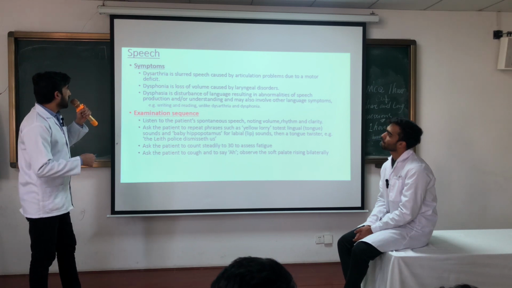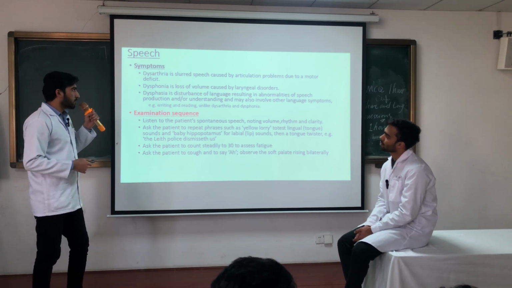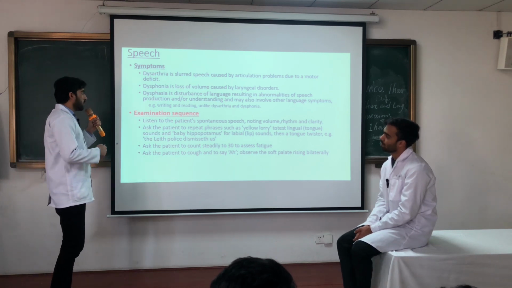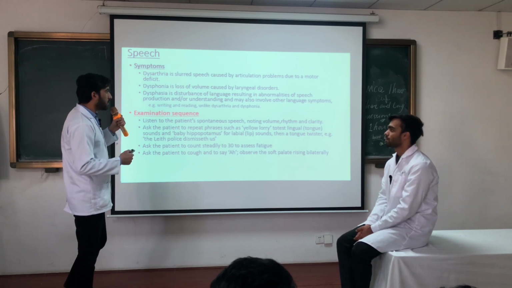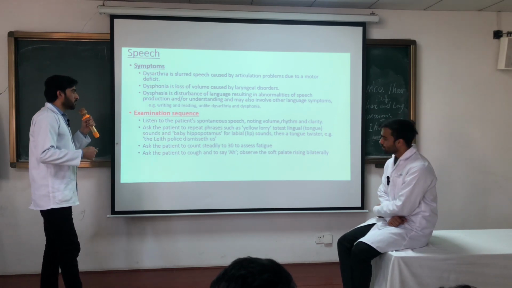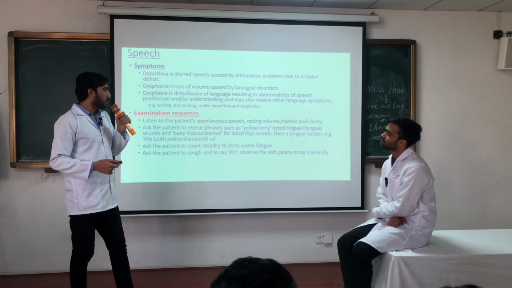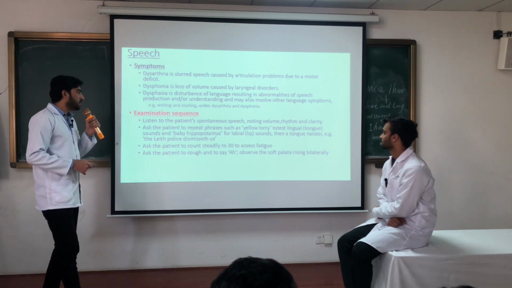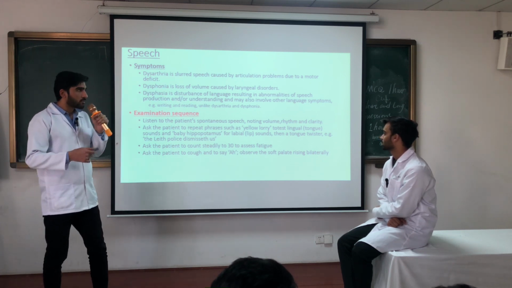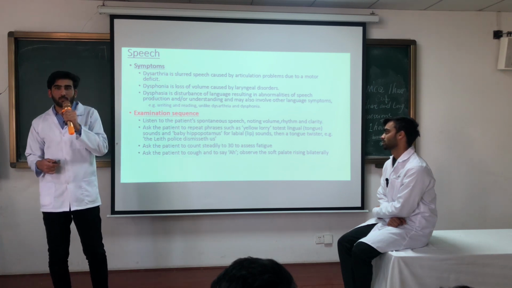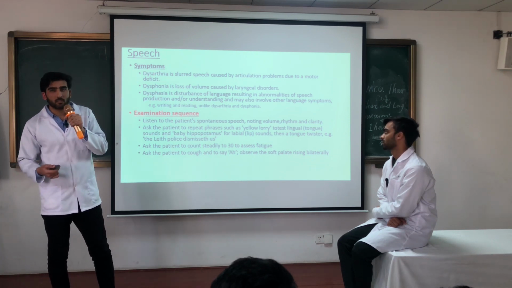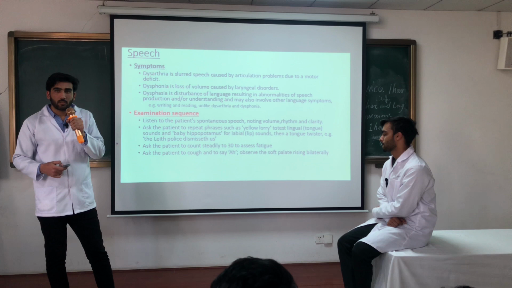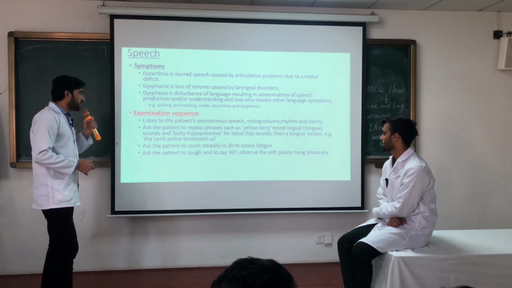Then we will check the speech, because there may be some speech problem. If there is a problem in their mental function, we listen to the patient's spontaneous speech, volume, rhythm, clarity. Ask the patient to repeat words such as yellow lorry and some sentences. Ask the patient to count to 30 to assess fatigue. Why do we assess fatigability when we speak? Because there is a disease, myasthenia gravis, in which speaking for a longer time can lead to fatigability. That's why we check, and ask the patient to cough.